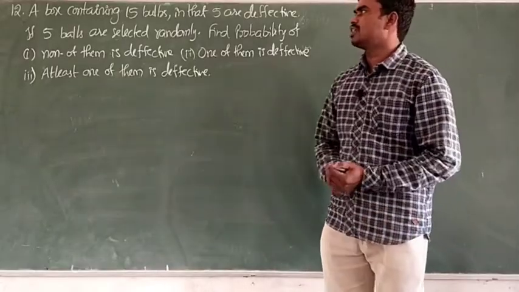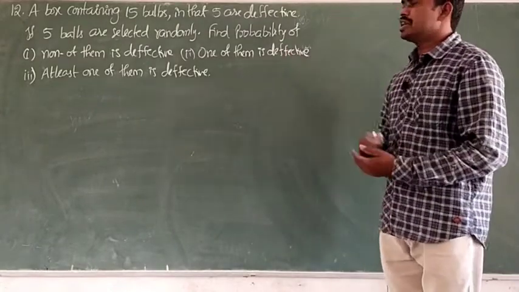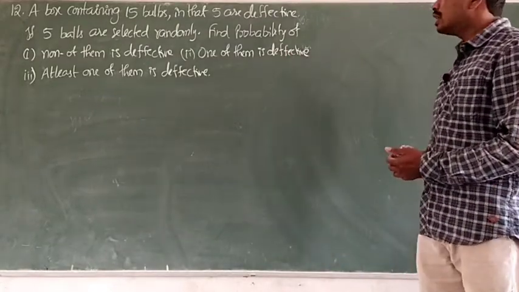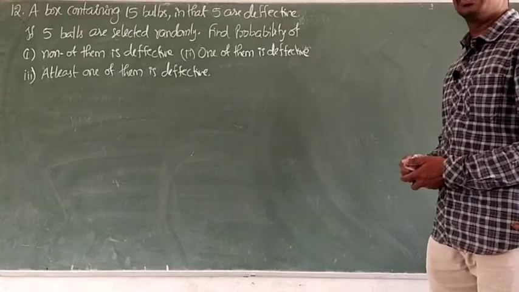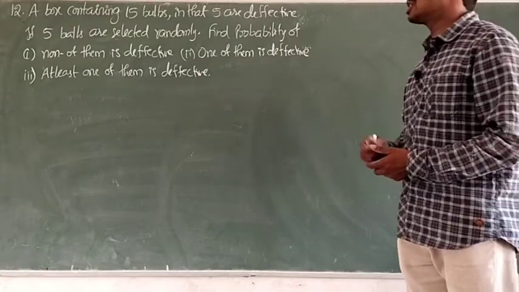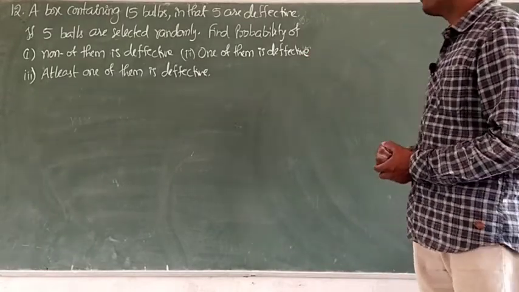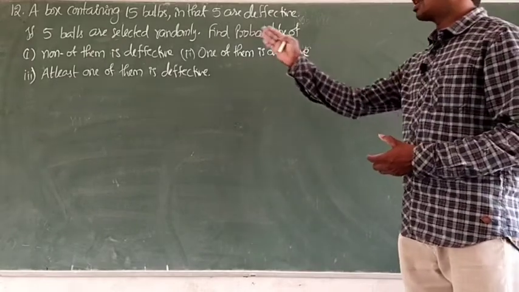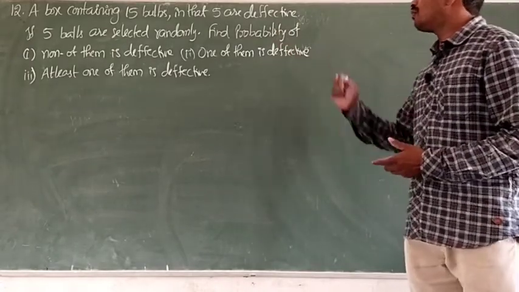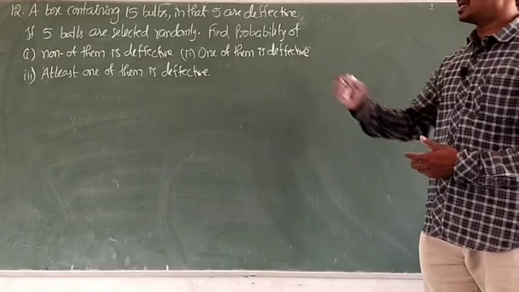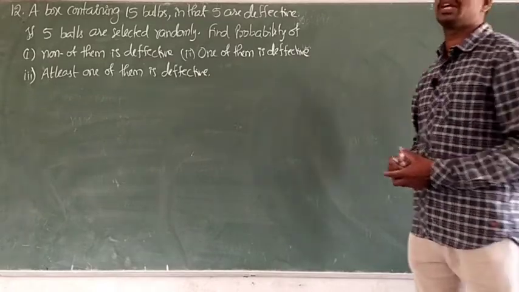And next 12th one. If a box containing 15 bulbs, in that 5 are defective, if 5 balls are selected randomly, find the probability of none of them is defective, one of them is defective, at least one of them is defective. So 3 questions asking.